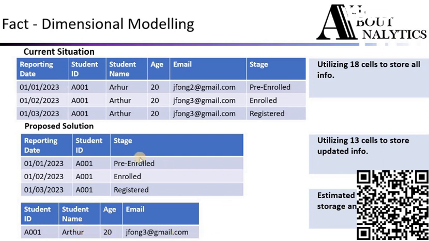If we do this proposed fact dimensional modeling, we are only utilizing 13 sets of cells to store all the updated information. Basically this will optimize an estimated 28% in terms of storage and also the performance of our dashboards. So this is the concept of fact dimensional modeling. With this, you can really optimize your dashboard performance by linking all the required information back to the fact table so that we can remove all the duplicated records and all the non-updated information from our fact table.